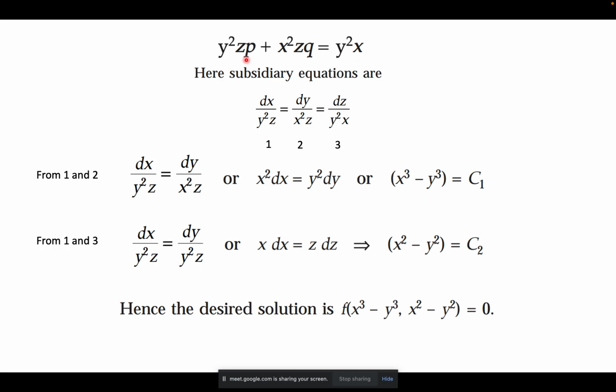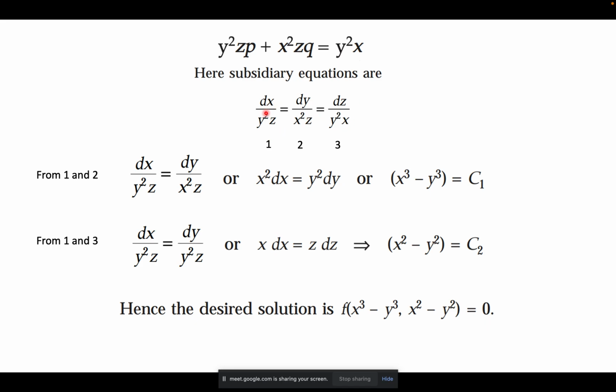If I now write this, I have the value of P as y squared z, so I have dx upon y squared z, right? The value of capital Q will be x squared z, so I have dy upon x squared z, right? And the value of R is y squared x, so you have dz upon y squared x. Now, as I told you, you need to group the functions. You can group 1 and 2, 1 and 3, or 2 and 3, depending on simplicity. Here, this has three terms: one I am referring to this, the second I am referring to this, and the third I am referring to this.